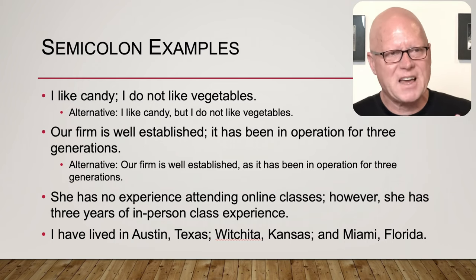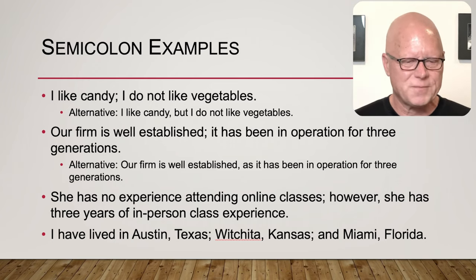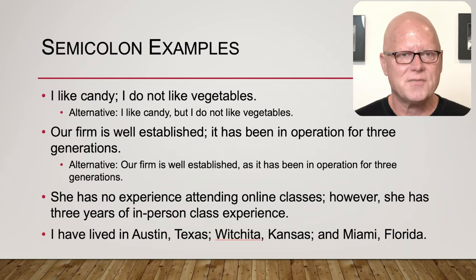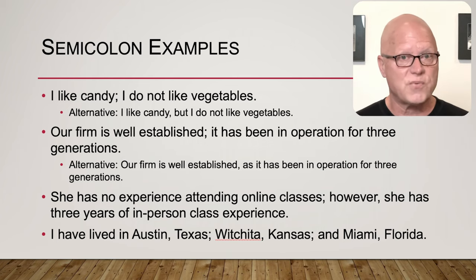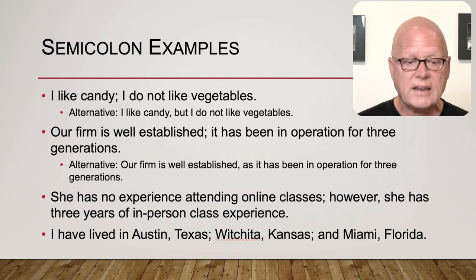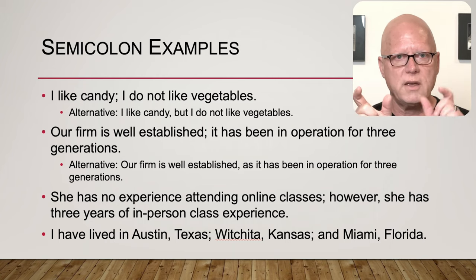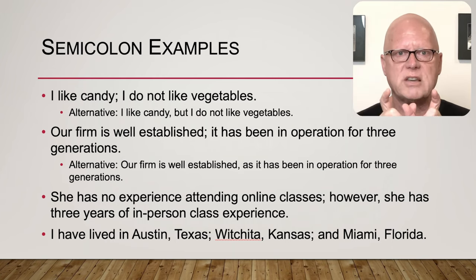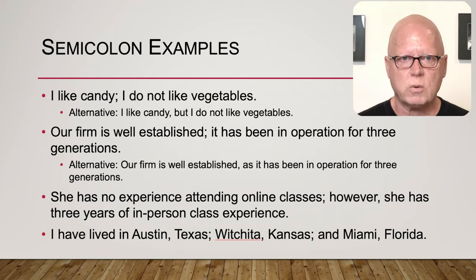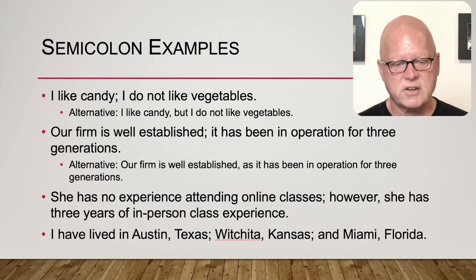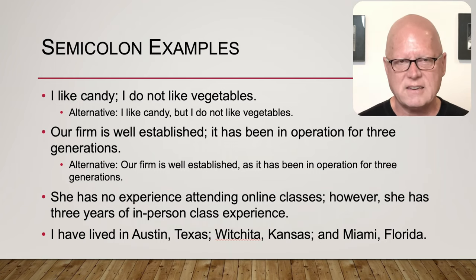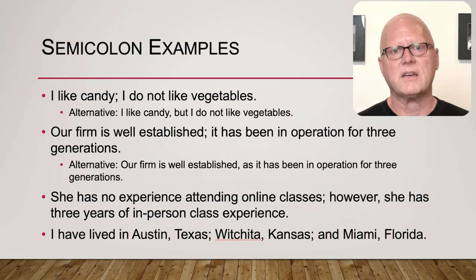For some reason, and I think it's because it's used very infrequently, semicolon tends to give most students a headache. It seems to be a problem punctuation mark, but it's actually a very straightforward mark. I like candy, semicolon. I do not like vegetables. Two independent clauses combined together into a single sentence require separation using a semicolon or a comma and a conjunction, such as, I like candy, comma, but I do not like vegetables.